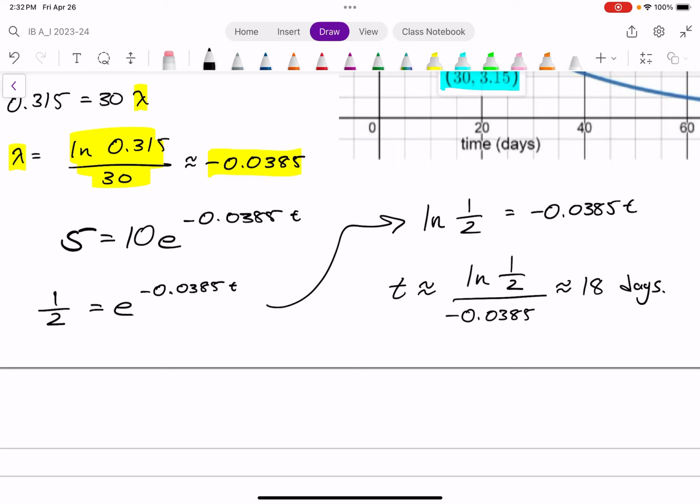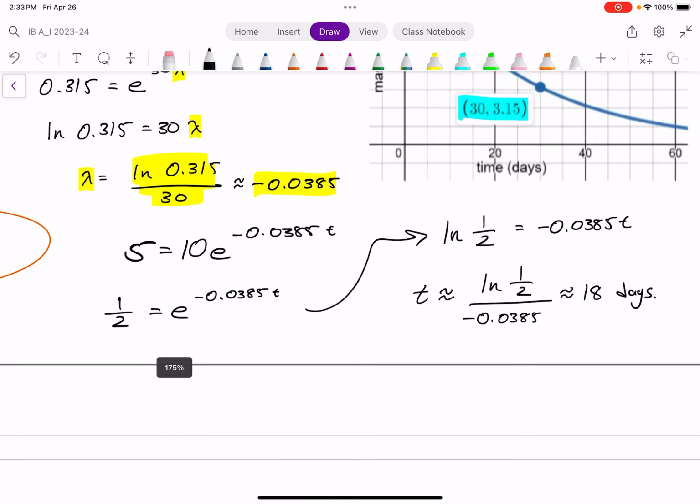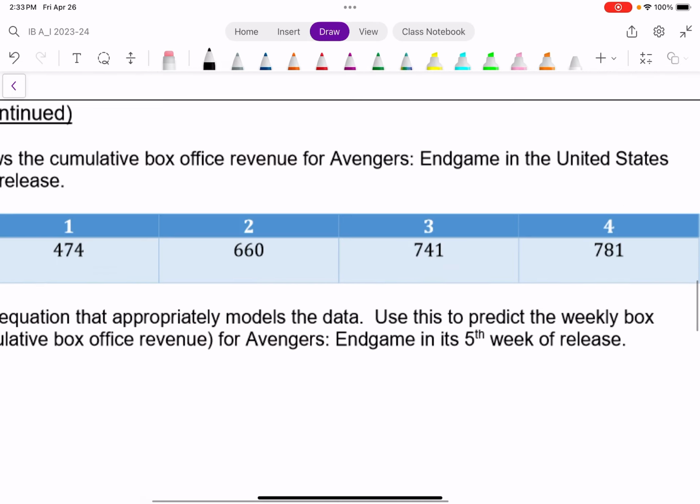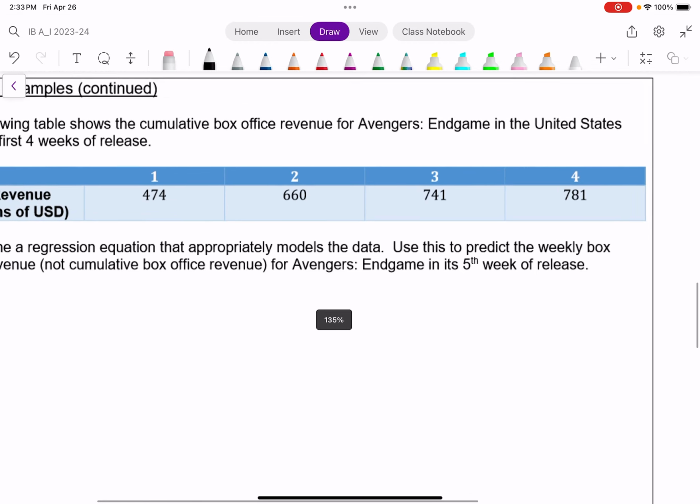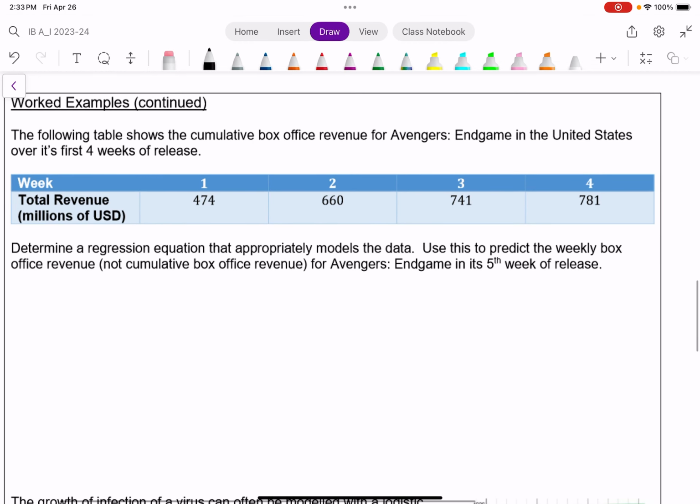Algebraically, we are expected in an HL course to know how to get to that value algebraically. All right. Here I have some data on the cumulative box office revenue. That means the amount of revenue in total up to that point in time for Avengers Endgame in the United States. This all being American dollars. For example, that there represents after 4 weeks of release in total, there was $781 million in revenue. And that's everything it made up to that point added up together, so the cumulative amount.